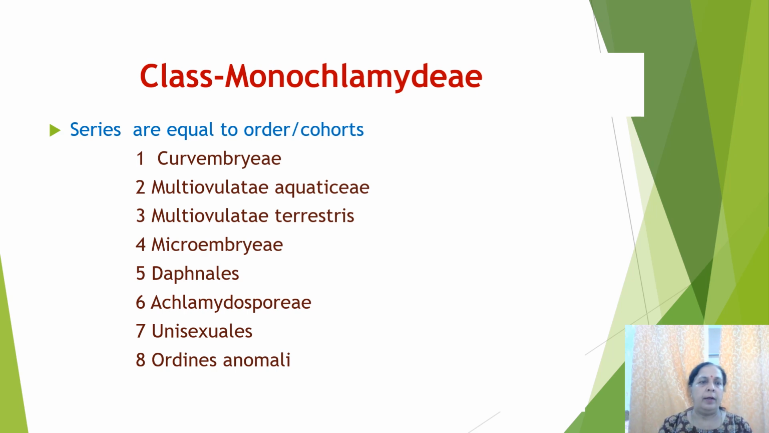Class Monochlamydeae is classified in 8 series. These series are equally treated as orders. The first is Curvembryeae, where the embryo is curved, and the second is Multiovulatae aquaticae, where the plant species bear many ovules and have an aquatic habit, aquatic plants. Then Multiovulatae terrestres, Microembryeae, Daphnales, Achlamydosporeae, Unisexuales, and Ordines anomali.